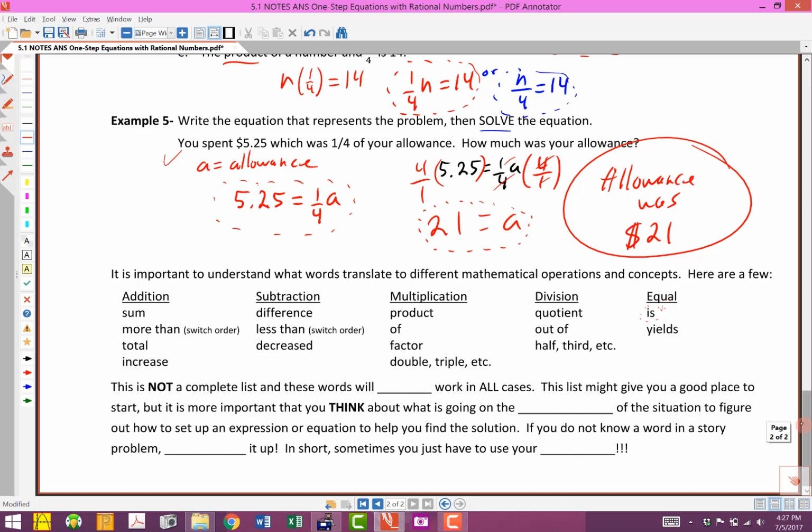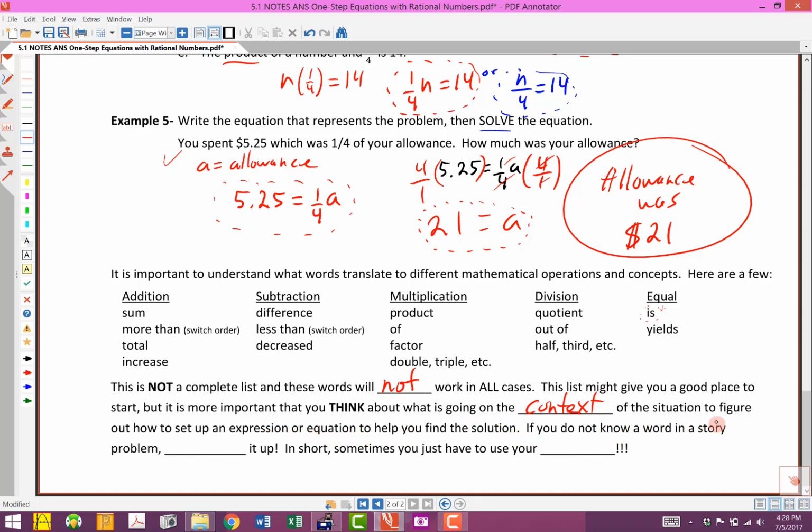Now what I'd like you to keep in mind is this isn't a complete list. Okay, and these words will not work in all cases. So you can't just come back and say, hey, you said that this means this. You do have to be careful and read each one. So this list is going to give you a good place to start, but it's important that you think about what's going on in the context of the situation. So as you're going through and doing the problem, think about the context of the problem. Does it make sense to be adding? Does it make sense to be multiplying or dividing, or what happens there? So figure out how to set up the expression or the equation to help you find the solution.